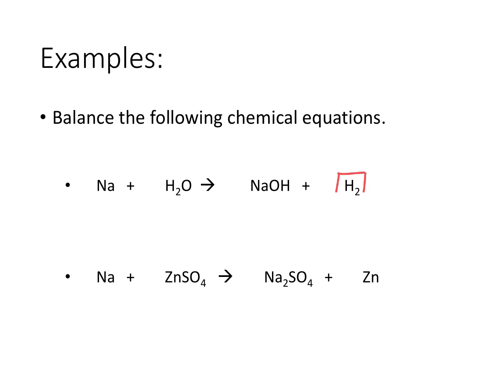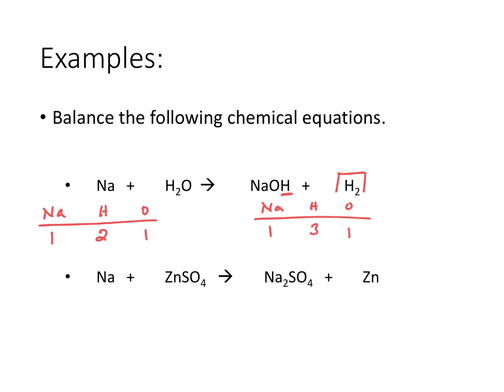So let's just look at these. Sometimes just working left to right is the best. Like I said, there's really no right or wrong place to start. Just pick an element. So I have sodium, hydrogen, and oxygen as my 3 elements I'm working with. Currently, I have 1 sodium on the reactant side, 2 hydrogens, and 1 oxygen. Product side, I have 1 sodium, 1 oxygen, and I have 3 hydrogens.